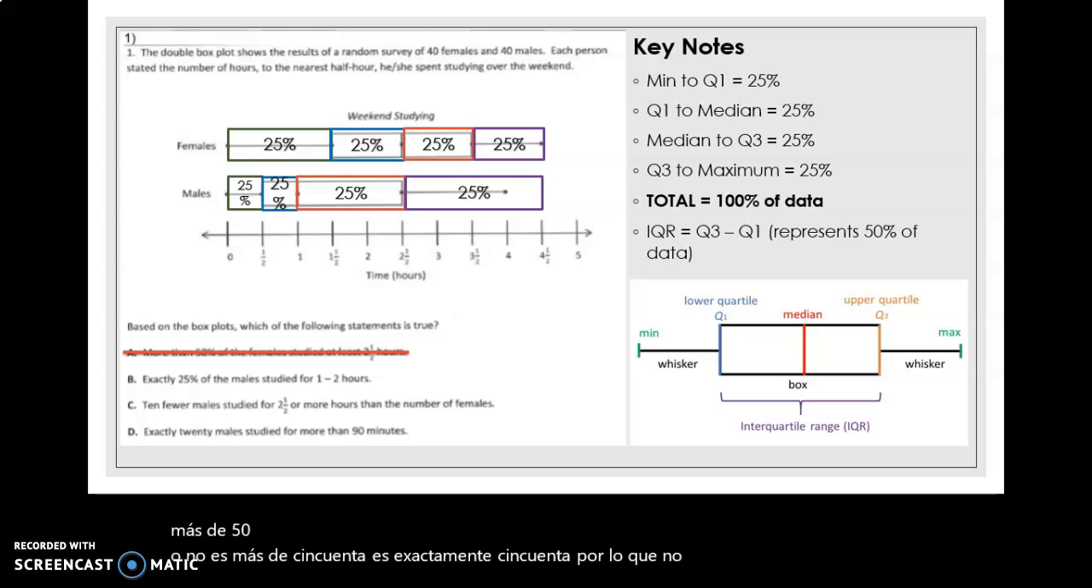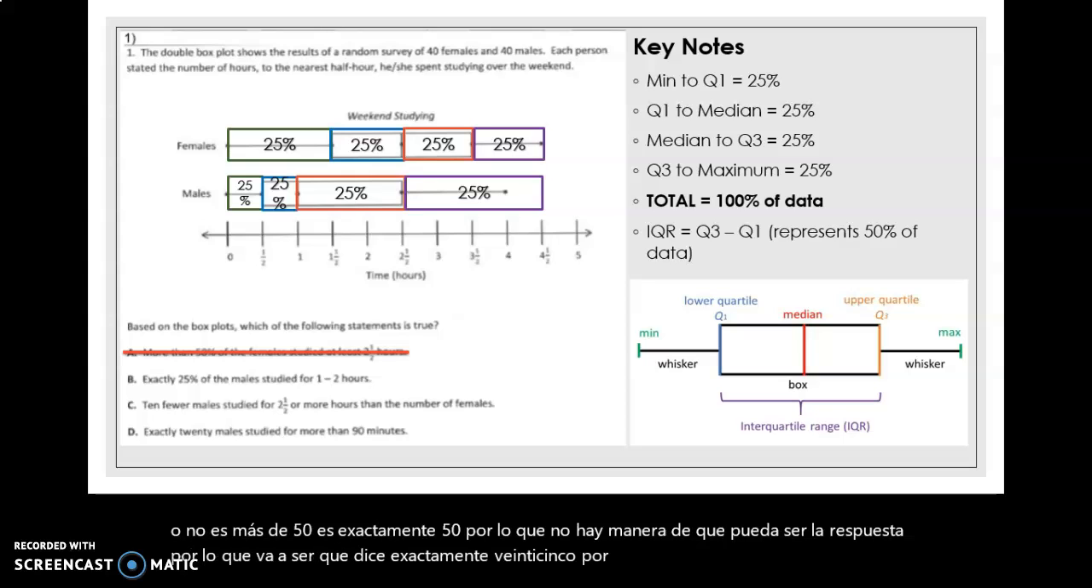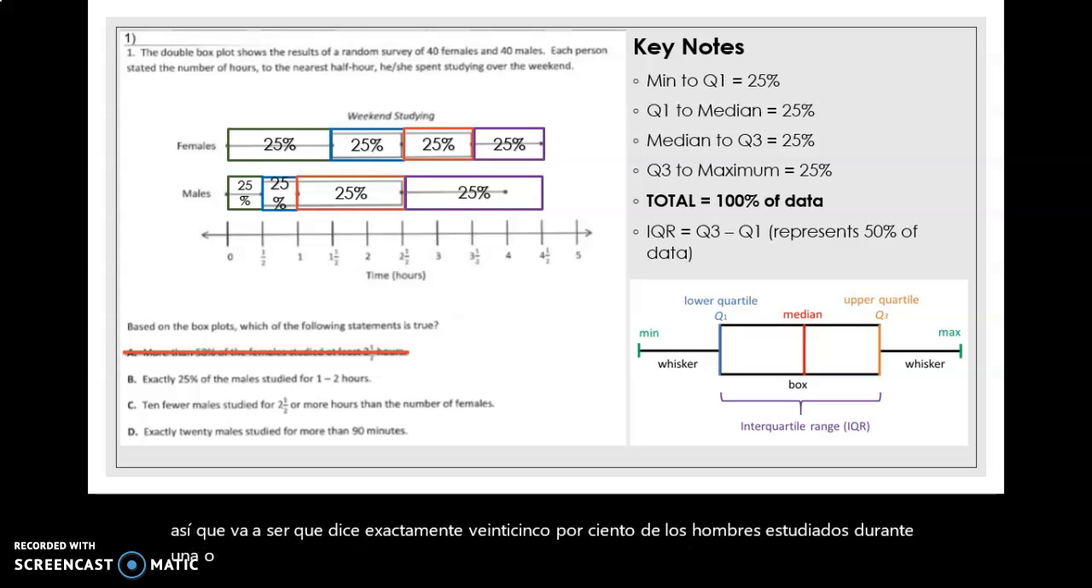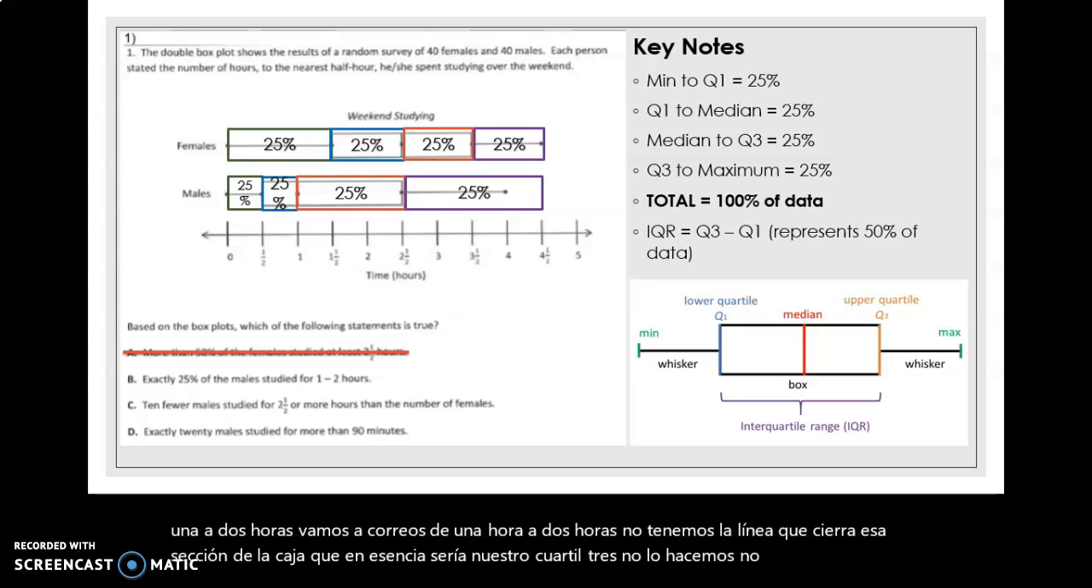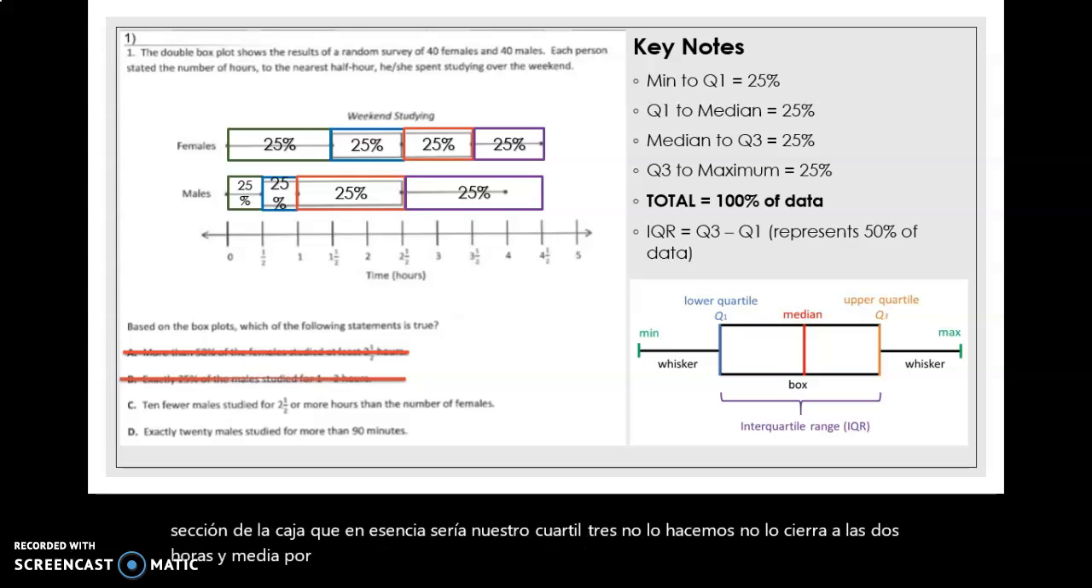It says exactly 25% of the males studied for 1 to 2 hours. We go to males. From 1 hour to 2 hours, we don't have the line that closes that section of the box, which would in essence be our quartile 3. It doesn't close off. It closes off at 2.5 hours. So it is not 25%. So B cannot be the answer as well.